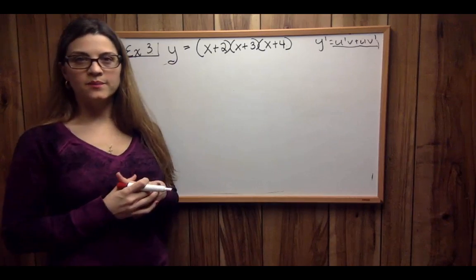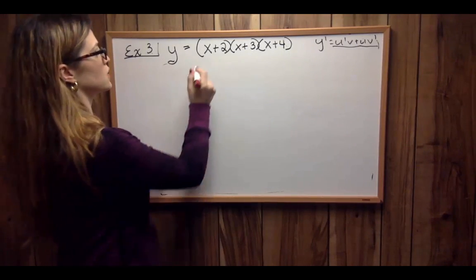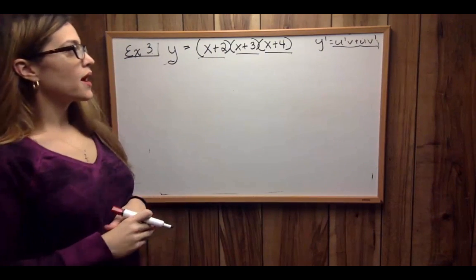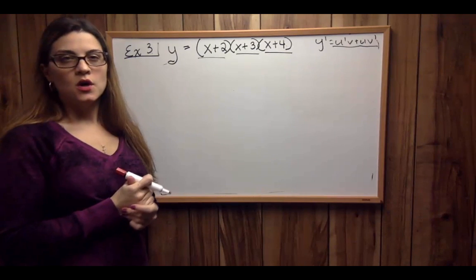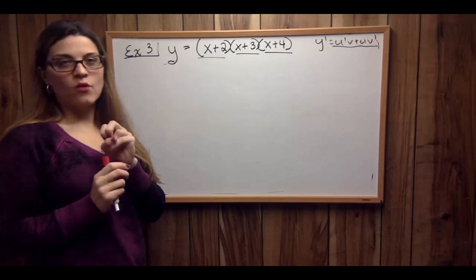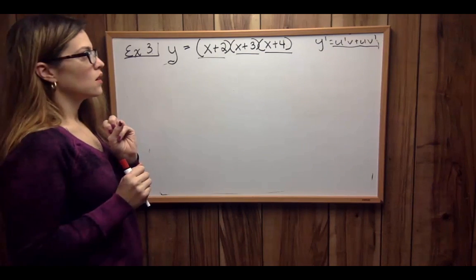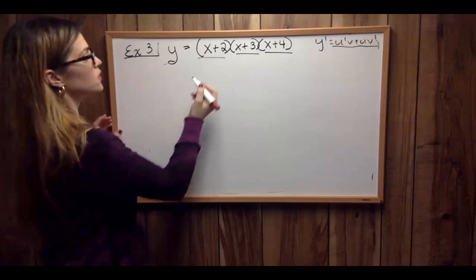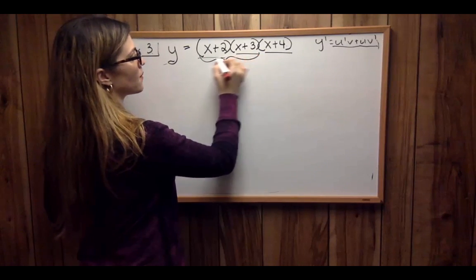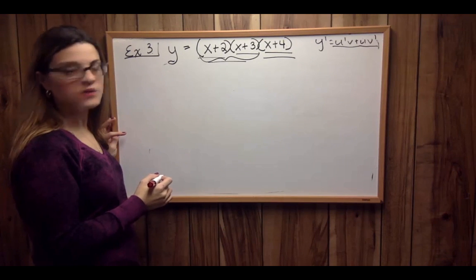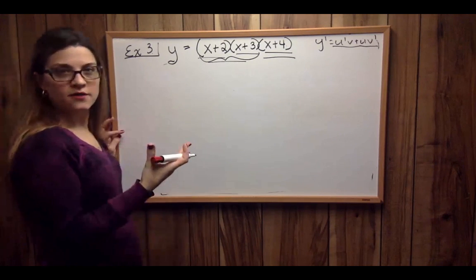Let's look at example 3. Example 3 has a term times a term times a term. And if we want to find y prime from this, you do have a product here, but you don't have a product of two terms. And the only way you can use the product rule is if you have a product of two factors. So you need to think of two of them as one factor. Your textbook does it a little differently.